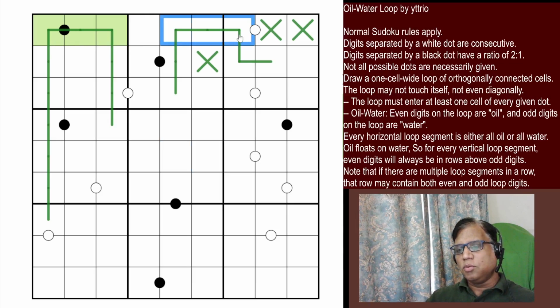Right, now these two must also be the same, even or odd, right? But how can these be even? Because if these are even, there will be six even in this row, which is not possible. So all these must be odd. Now odd cannot be on top of even, so this must be odd, and again this must be odd.